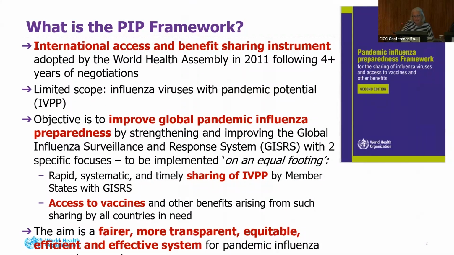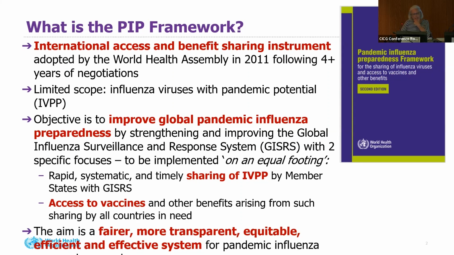It was adopted by the Health Assembly in 2011, following over 4 years of formal and informal discussions and negotiations. It has a limited scope. It covers only what we call influenza viruses with pandemic potential, or IVPPs. PIP is rife with acronyms, so I apologize in advance.